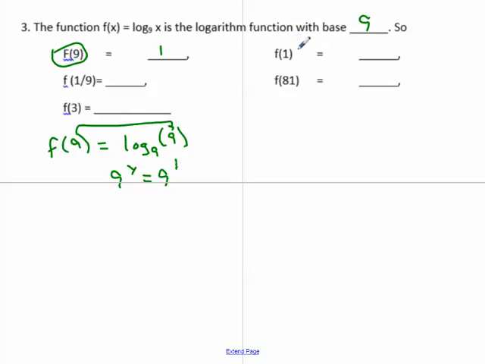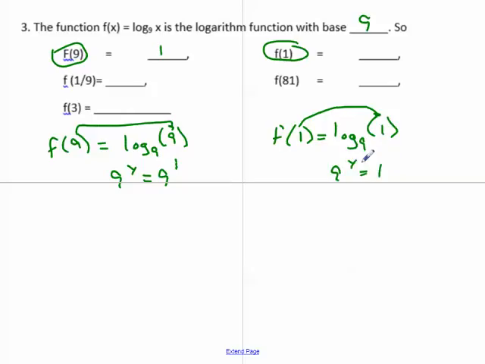F of 1 then is f of 1 equals log base 9 of 1, because it's our function. If x is 1, x goes over here as 1. 9 to what power is 1? 9 to the yth power is 1. Anything to the 0th power is 1, so y has to be equal to 0. So there's our answer there.